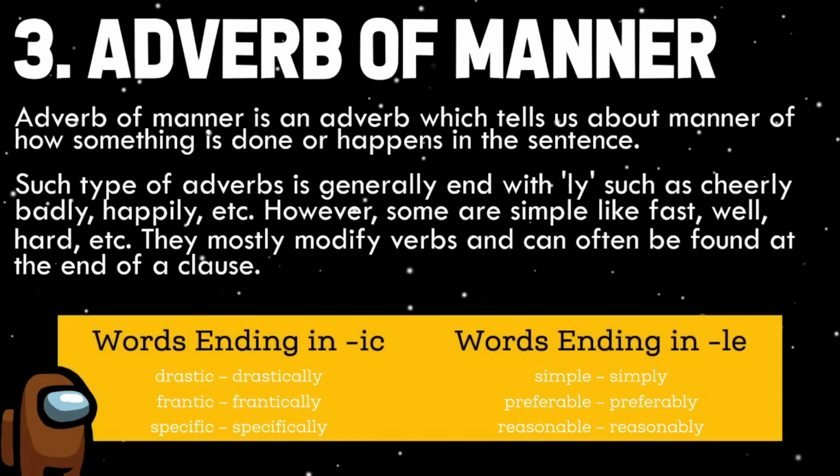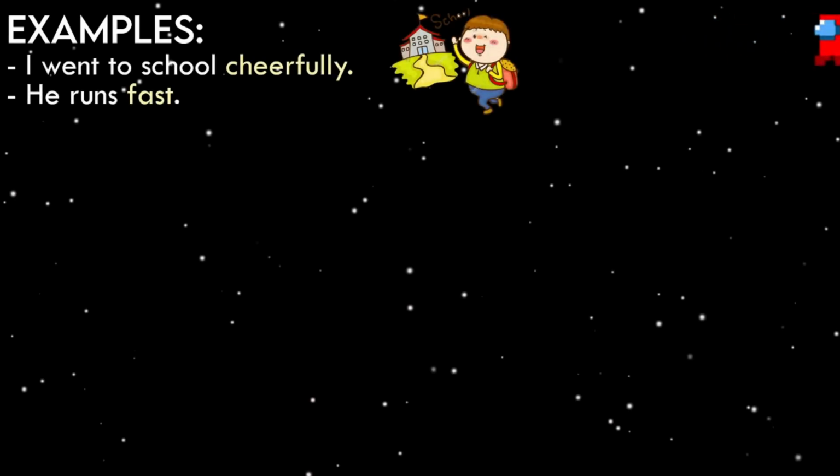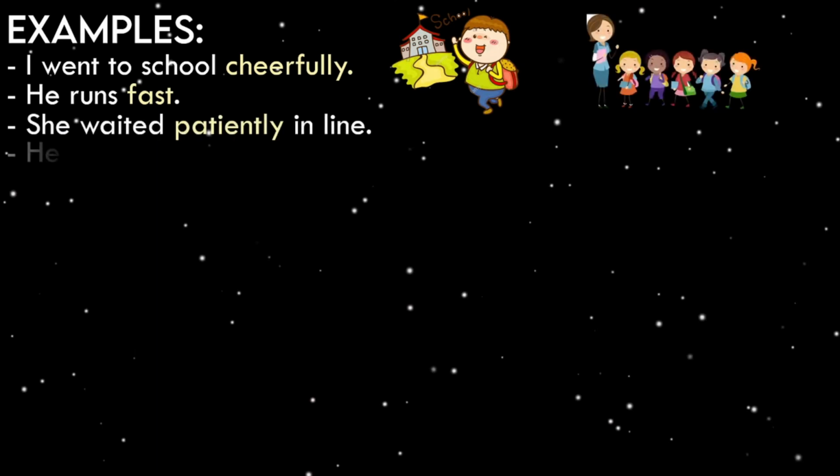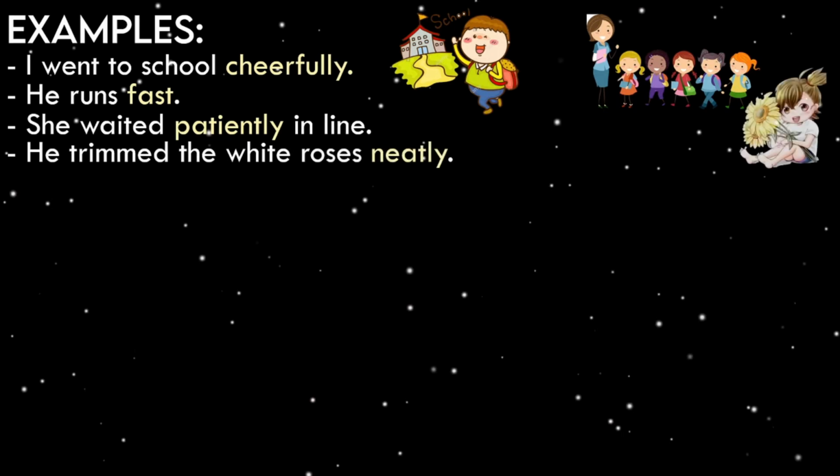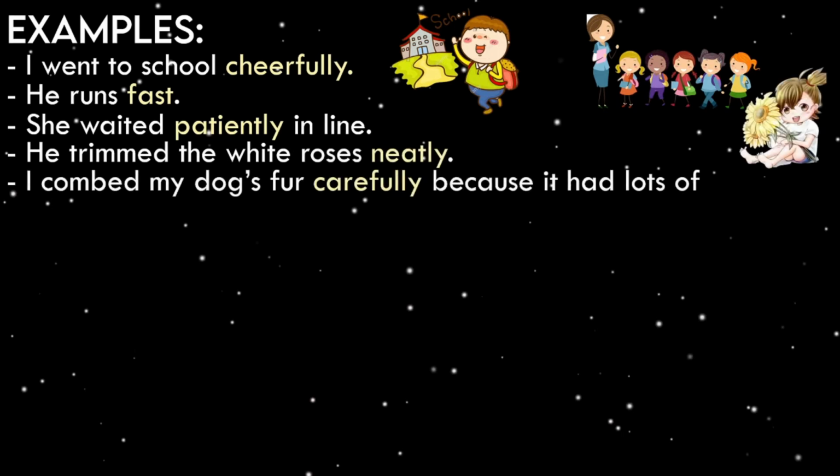Here are other examples of adverb of manner that end in ic and le and turn into ly to become an adverb. Here are other examples of adverb of manner. I went to school cheerfully. He runs fast. She waited patiently in line. He trimmed the white roses neatly. I combed my dog's fur carefully because it had lots of tangles.